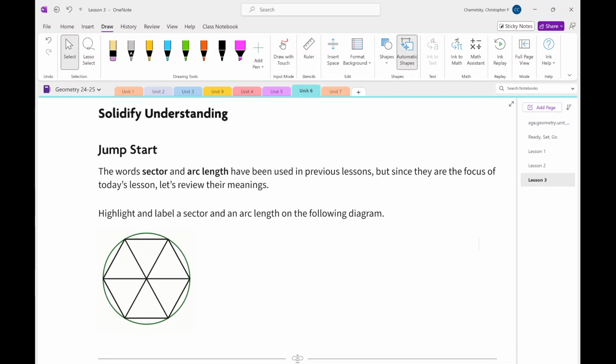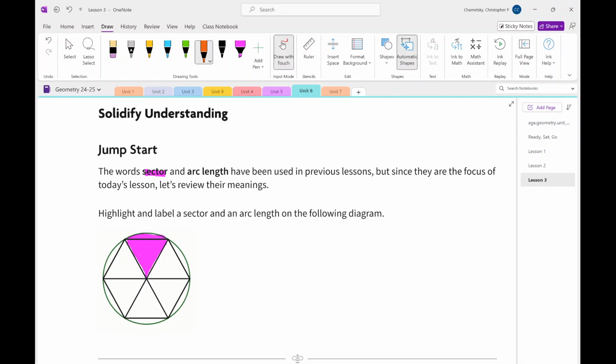So the first one we're going to look at is the word sector. And a sector is essentially like a slice of pie or a slice of pizza. It's a wedge of a circle. Basically the space between two radii. So that is a sector.